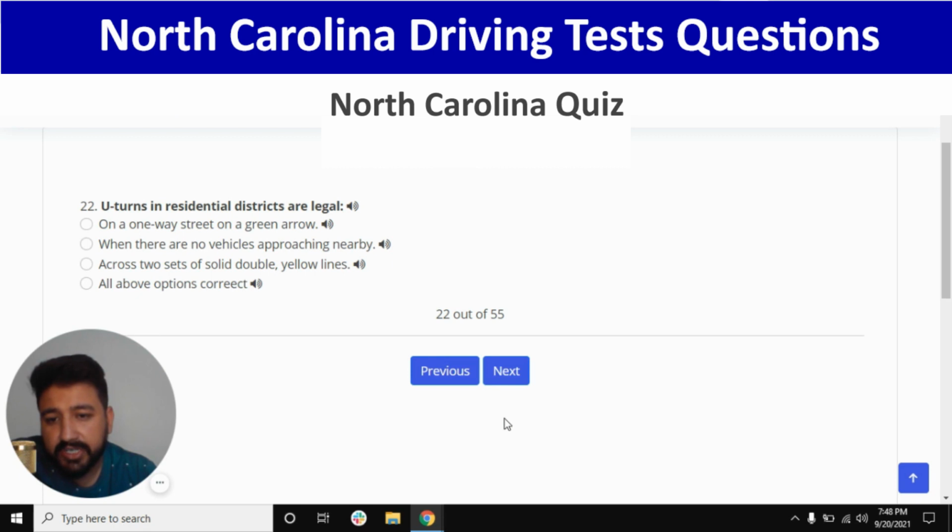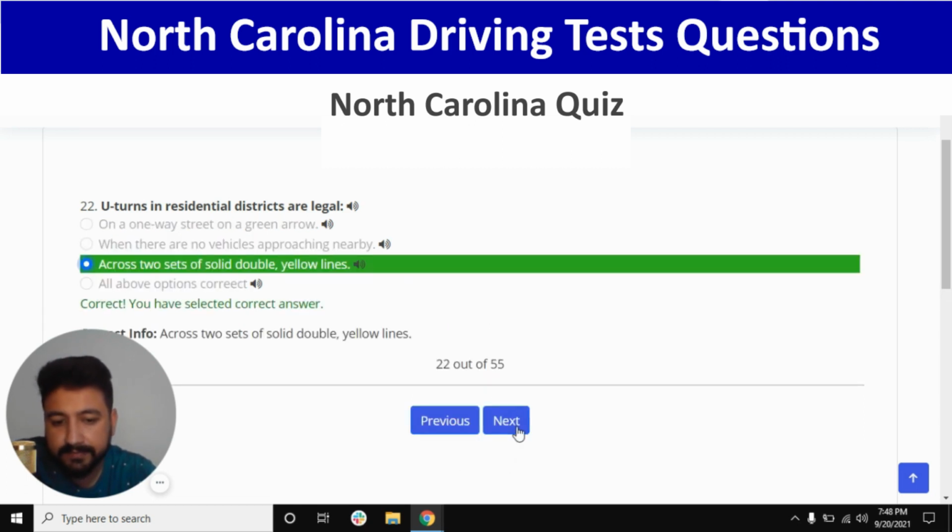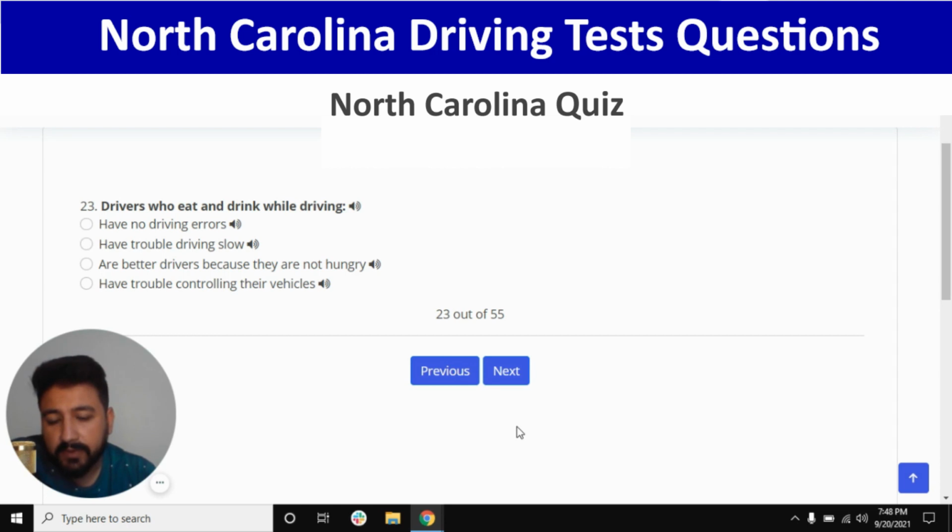U-turns in residential district are legal. The right answer is across two sets of solid double yellow lines. So I'm going to click on the third option. Yes, and next. Drivers who eat and drink while driving. The right answer is have trouble controlling their vehicles. So last option should be the right one.